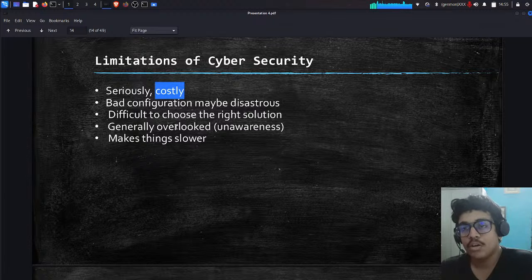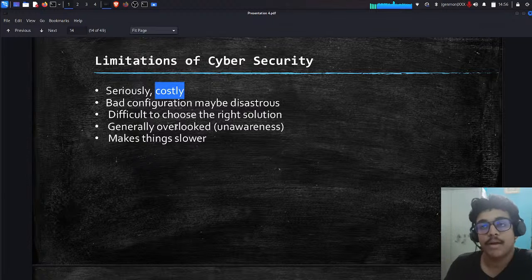They don't do it intentionally, but they do it by mistake. They make some kind of bad configuration that may be disastrous and that can be exploited by bad hackers. So it is difficult to choose the right solution.